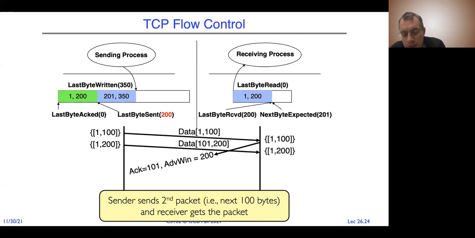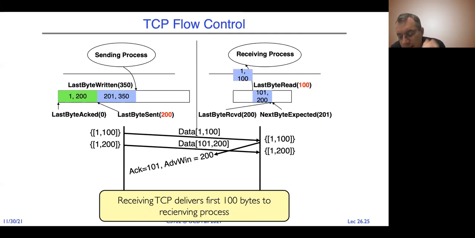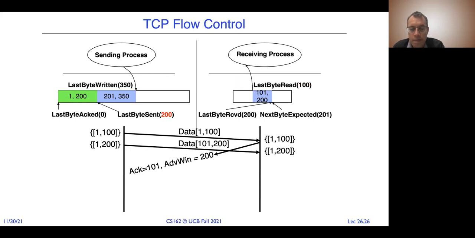The receiving process reads some data. Let's say it reads 100 bytes, the first 100 bytes. So now in the receiving buffer, I only have 100 bytes, because 100 bytes were already processed by the receiver, already delivered to the receiver process.